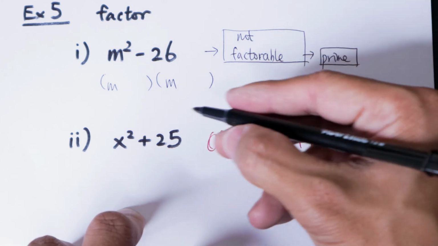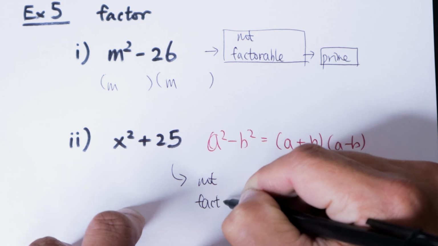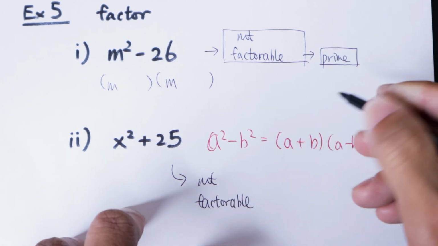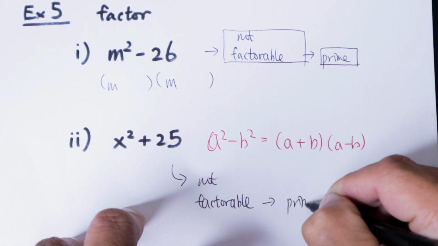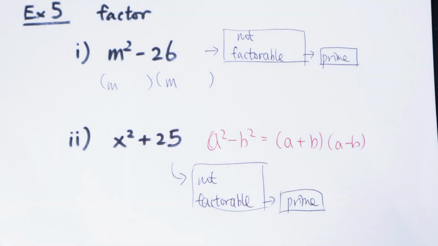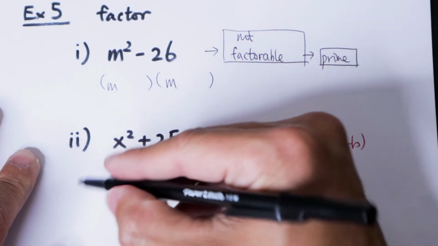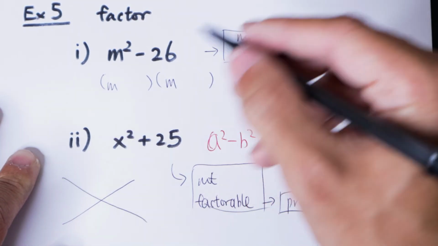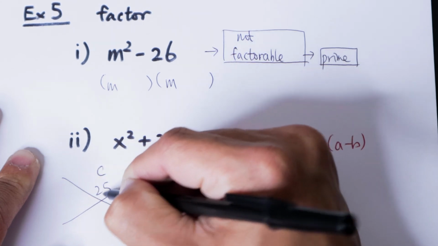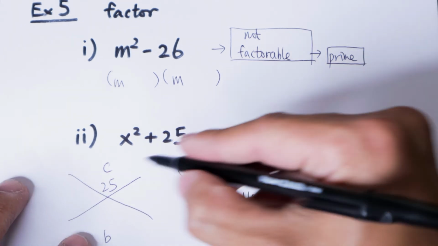So when that happens, well, this is also not factorable. And it's also prime. Okay, so not factorable or prime, however you want to write it. Now, some people are like, well, can I still use the x game? Because I see that, well, here the a is 1, the c is 25. Let's check. So c here is 25. And then b is, now since there's no middle term, it's going to be 0.